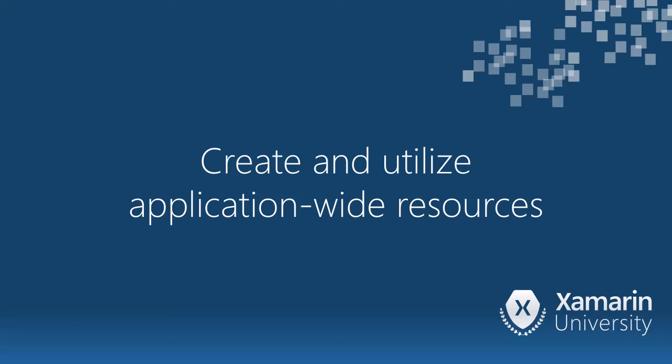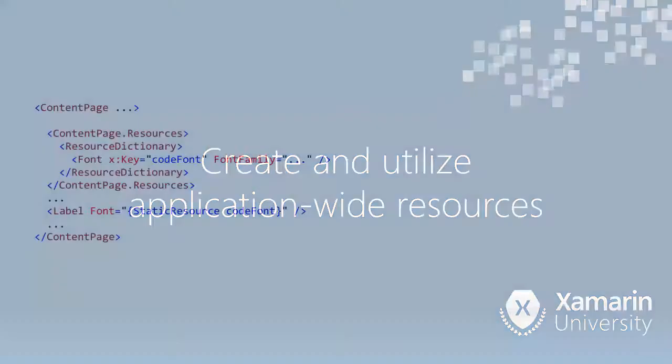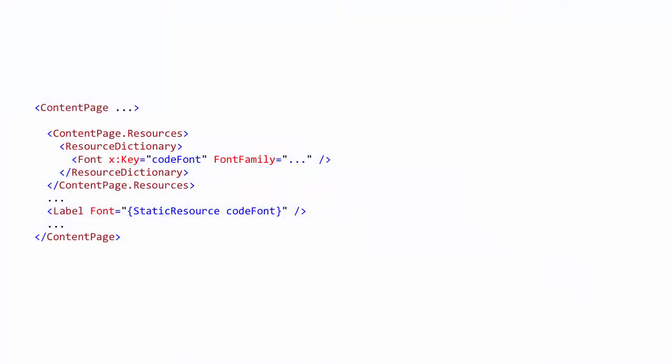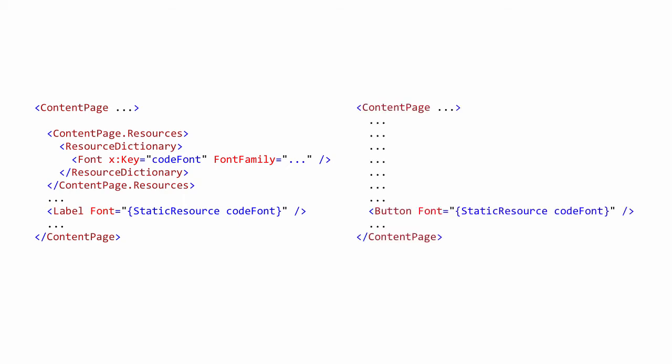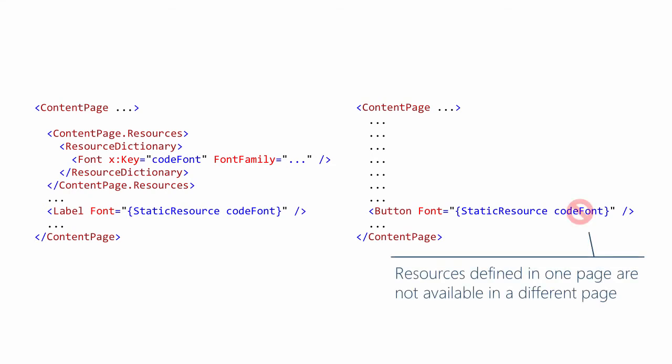In this video, we will look at how to share our resources across all of the pages in our application to avoid repeated code. Resources defined on a XAML page are only available on that page. Since most apps have more than one page, page-level resource dictionaries are not really sufficient in helping to avoid repeated code.